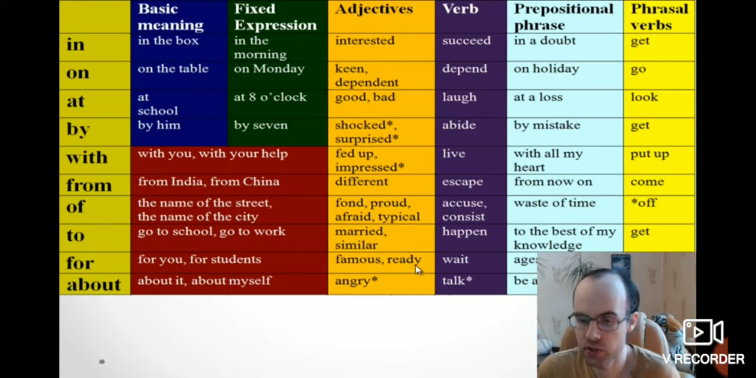Ready. Are you ready for it? Ready for something. But if you have to use a verb, you say ready to do. Okay, are you ready for it? But are you ready to do it? Ready to do something, ready to do if you have a verb. But if you don't have a verb, ready for. You just need to remember it, my friends.